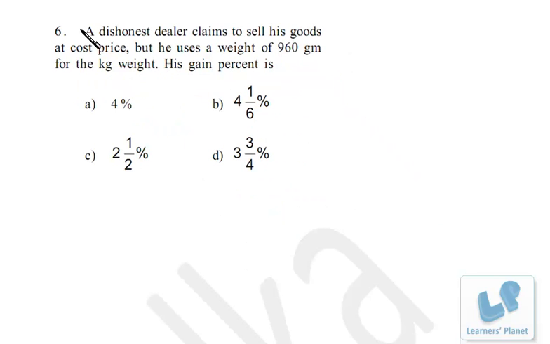Now, this problem. A dishonest dealer claims to sell his goods at cost price, but he uses a weight of 960 gram for the kilogram weight. His gain percent is? I assume the price per gram is 1 rupee. So for 960 gram, the cost price will be 960 rupees, right? But he's earning a profit of 40 gram because he's telling this 960 gram as 1 kilogram. So profit over cost price into 100 is what? Profit percent.